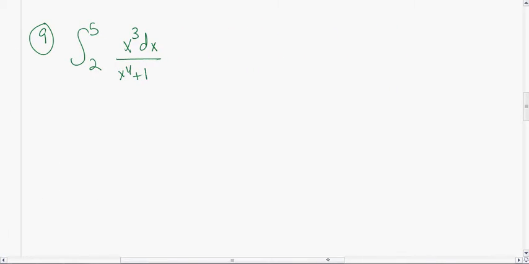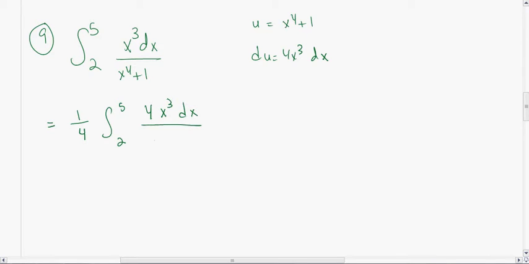This is going to be a u substitution problem. I'm choosing my u to be x to the 4th plus 1. My du is 4x cubed dx. I've got everything I need except for the coefficient 4. So I'm going to rewrite my integral as 1/4 from 2 to 5 of 4x cubed dx over x to the 4th plus 1.